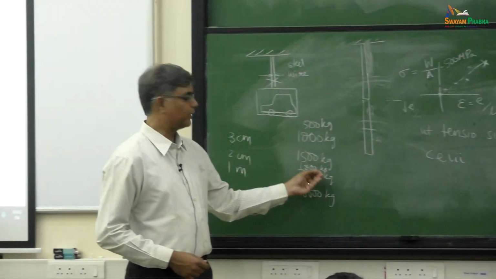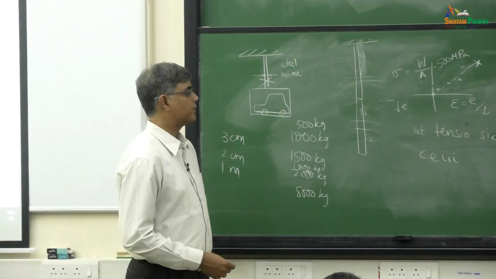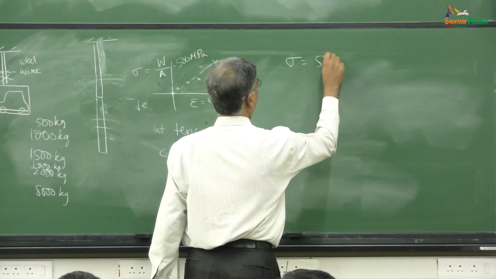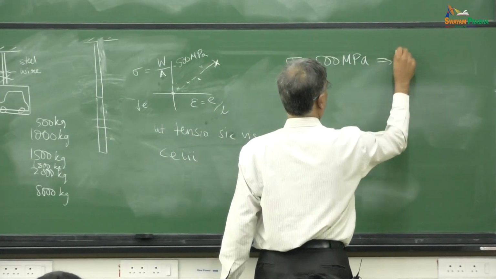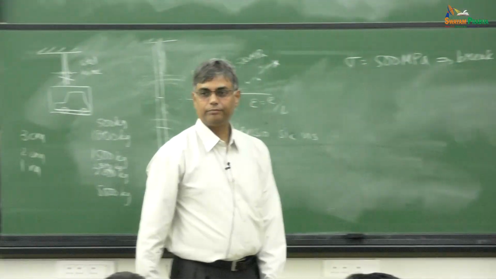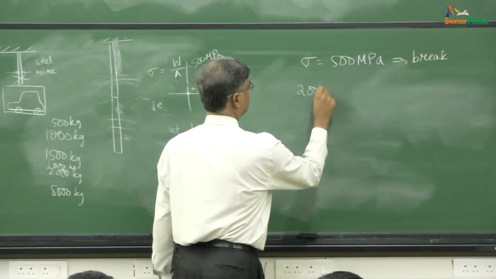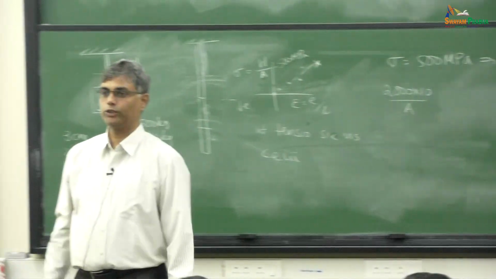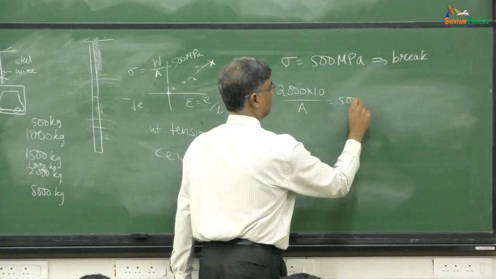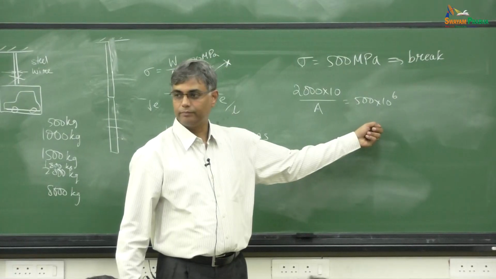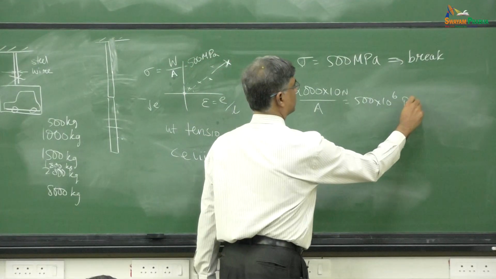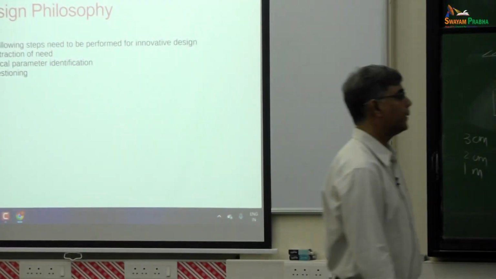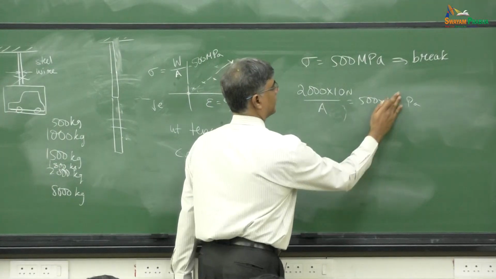So anyway, let us assume that it is say 2000 kilograms. Then what we said was, when the stress reaches 500 megapascals, it will break, which means that if 20,000 newtons is applied over the area of the thickness of it, and that reaches 500 times 10 to the power 6. So this is newtons and this is pascals. So this should be in square meters. Or if you want it in square millimeters, I can just remove this.